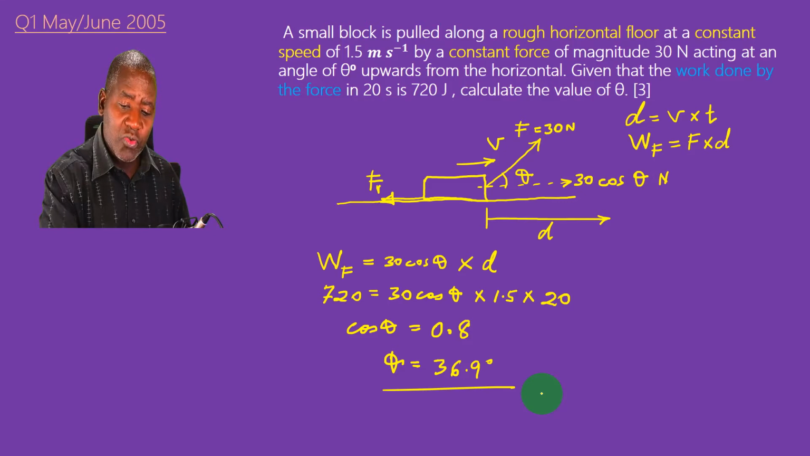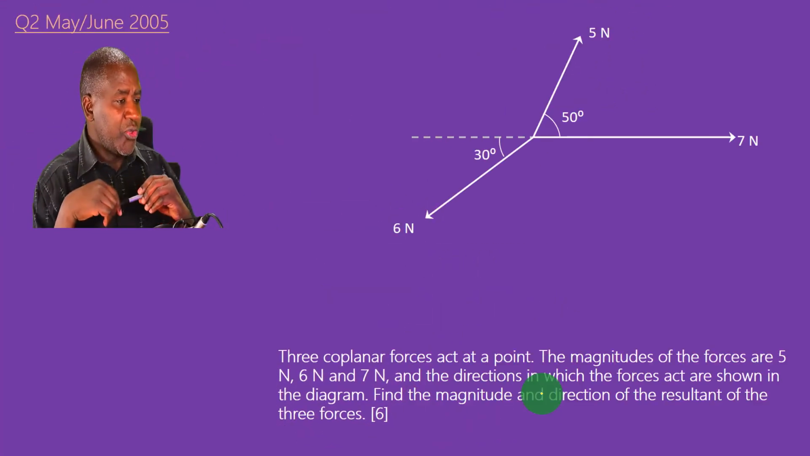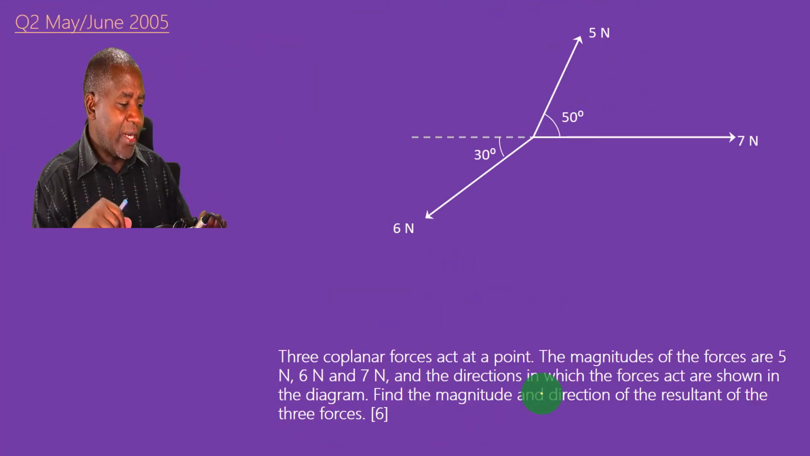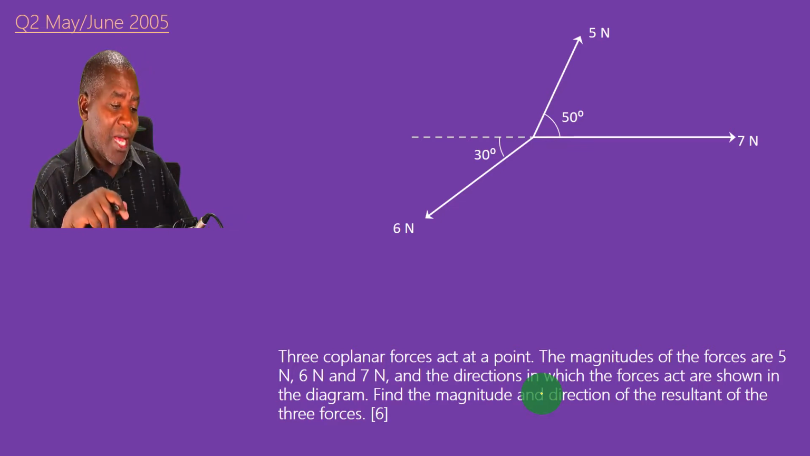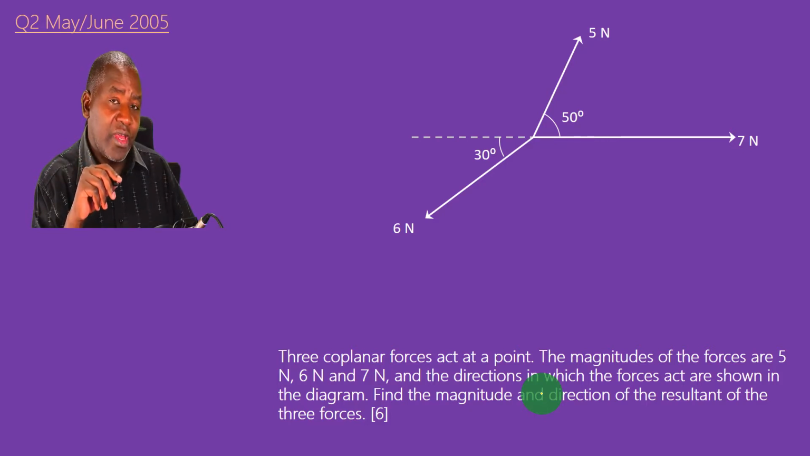So let's go to question 2. Now in question 2, we are told that 3 coplanar forces act at a point. You can remember the word coplanar. Coplanar means these are forces in the same plane. The magnitudes of the forces are 5 newtons, 6 newtons, 7 newtons, and the directions in which the forces act are as shown in the diagram. Find the magnitude and direction of the resultant of the 3 forces for 6 marks.